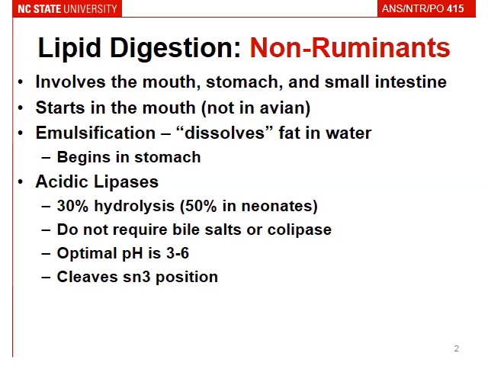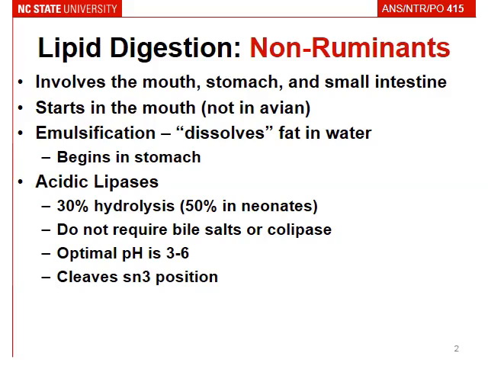So our lipid digestion in non-ruminants involves the mouth, the stomach, and the small intestine. And for a lot of species, it actually starts in the mouth. So there is some lingual lipase that is released. However, this is not the case in avian species. They do not have any lingual lipase. And there are discussions that in mammals there's usually more lingual lipase in neonatal animals that are consuming milk than in adults. So adults may lose this lingual lipase.